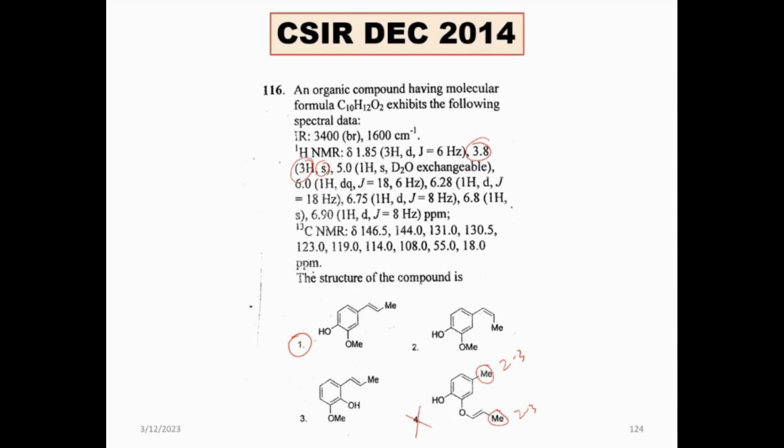So the J value is given as 18 hertz. Alkene protons appear at 4 to 6. So 1 hydrogen, J value 18. Then 6.28, 1 hydrogen doublet, J value 18. So this is trans coupling, trans protons.